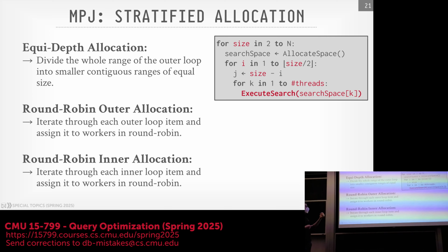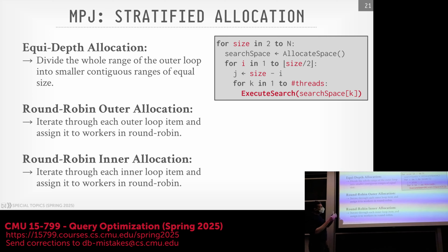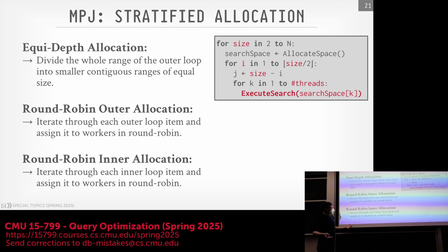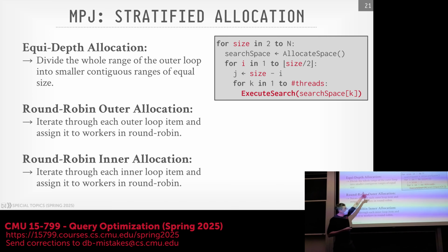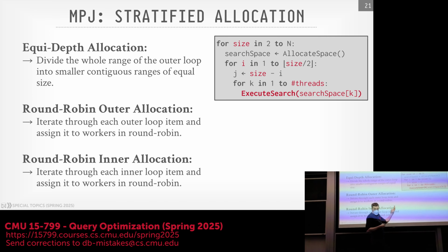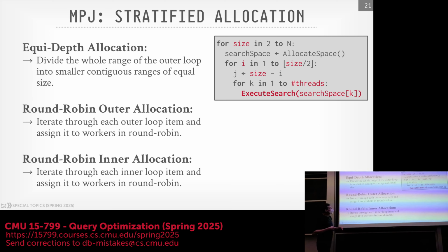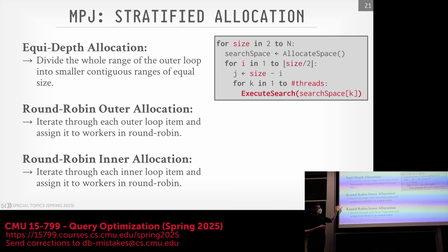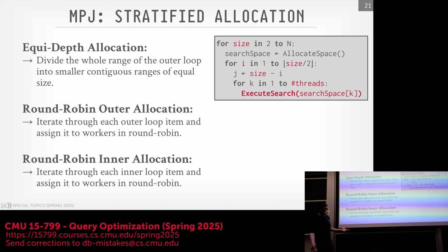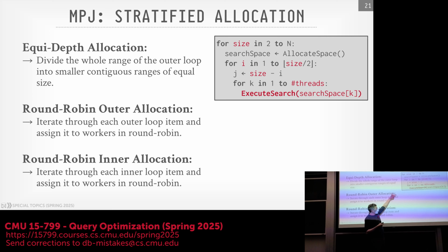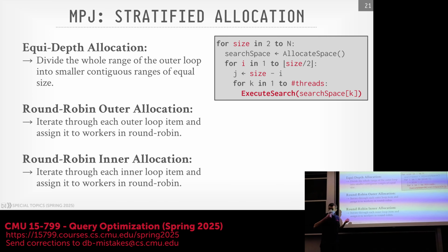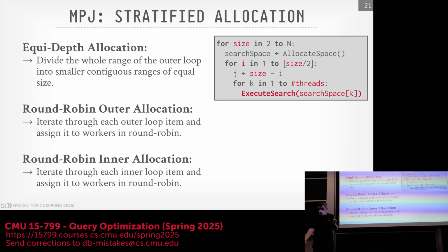So equidepth says, I know what my outer loop looks like, and I divide it into ranges amongst the threads that I have. So within one iteration of this outer loop, one thread would take all of the things you want to do in the inner loop. Another one would be that every time you iterate through the outer loop, you just hand that work off to one worker in a round robin fashion, and again they take all the work within the inner loop. The alternative is that you do the round robin within the inner loop itself, right?